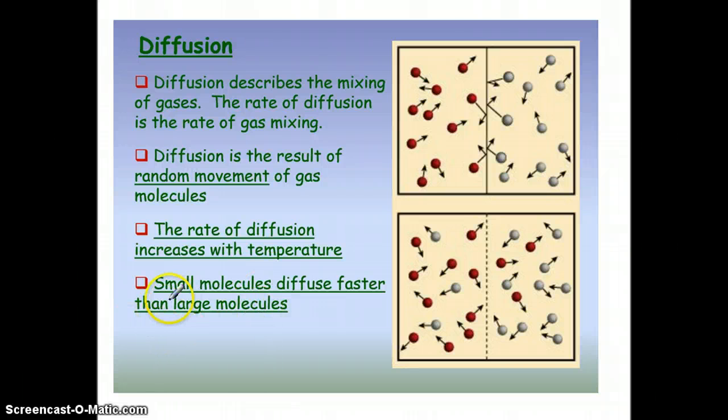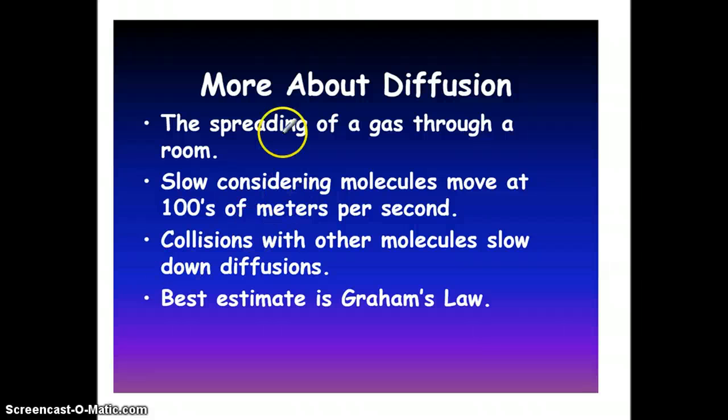So you saw the same type of deal with effusion. It should make sense. They have less velocity, therefore they don't move quite as fast. The spreading of a gas through a room, so when somebody sprays perfume, that is diffusion. It's a very slow process considering how fast molecules usually move. They usually move in the hundreds of meters per second. We saw before 410, and then hydrogen 1,920 meters per second.